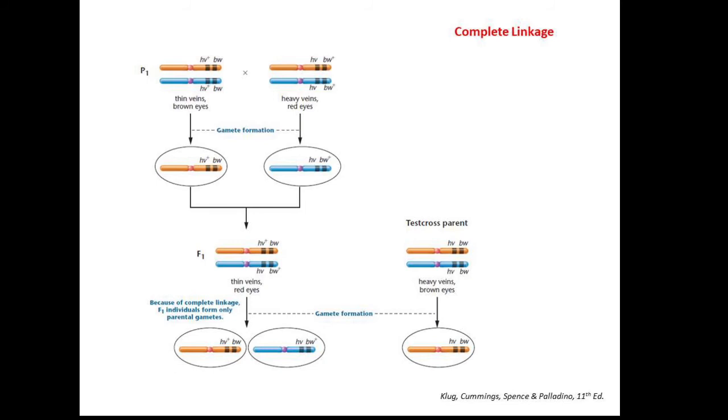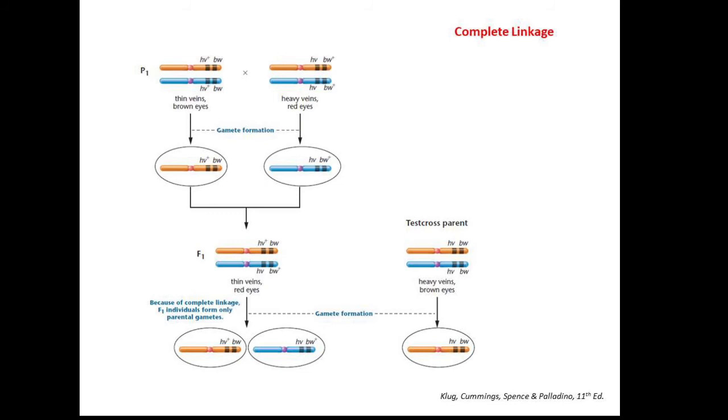And now it is test crossed with the recessive, non-mutant type, a mutant individual with heavy veins and brown eye, and the gametes are formed. Because of complete linkage, F1 individuals form only parental gametes. Parental gametes means the gametes are the same as the parental gametes.